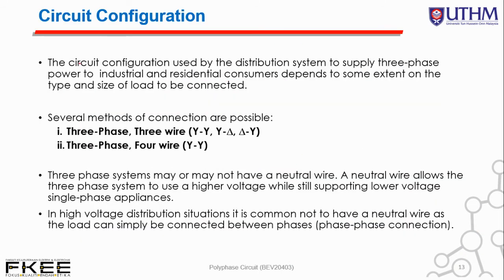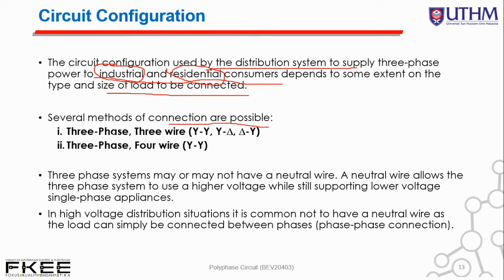Circuit configuration: the circuit configuration used by the distribution system to supply three-phase power to industrial and residential consumers depends to some extent on the type and size of load to be connected. So it depends on the consumer. It is either industrial, which consumes three-phase 415, or residential, which consumes 250 volt, a single phase. Several methods of connection are possible.